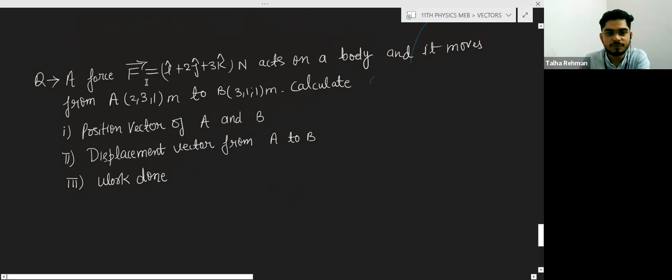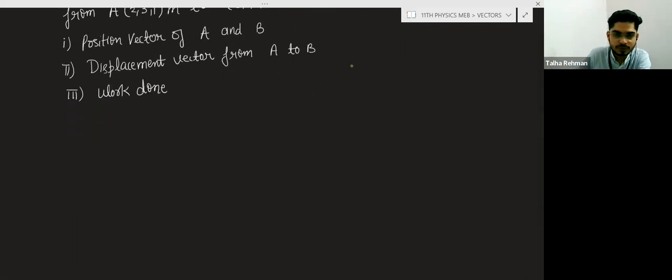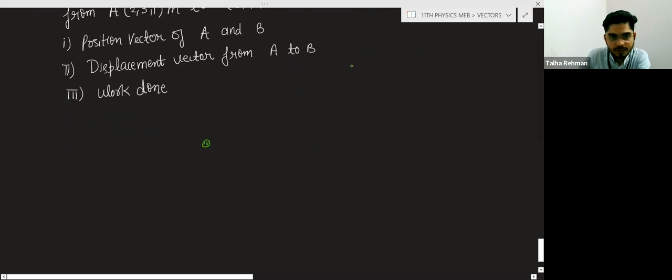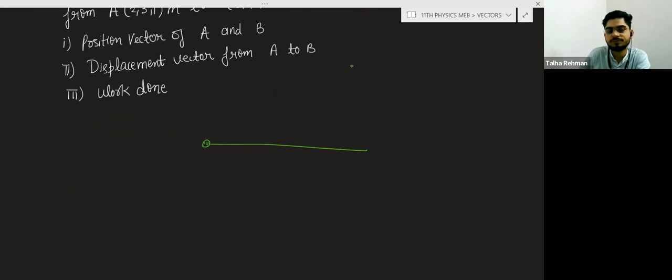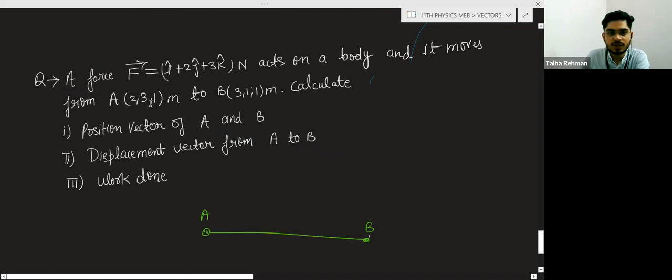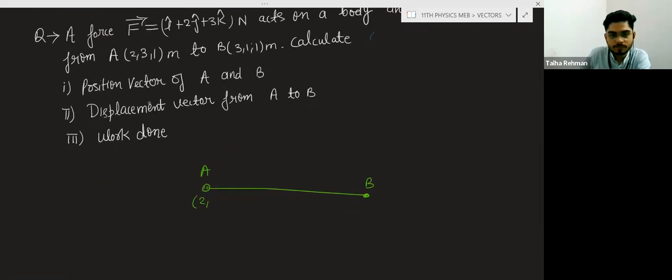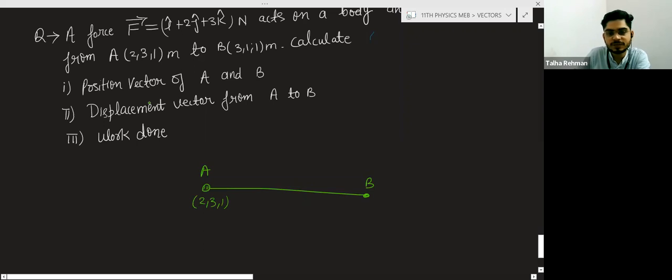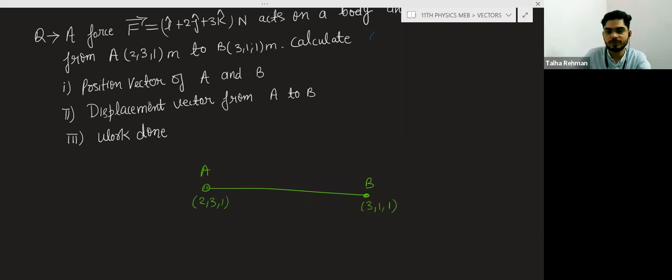Okay, so now this question: a force acts on a body and the body moves from point A to point B. Very simple question. Suppose this is some body and force is acting on this body and this body has moved from one point to another. This is point A to point B the body has moved. The coordinate of point A is given as 2, 3, 1. Coordinate of point B is 3, 1, 1.